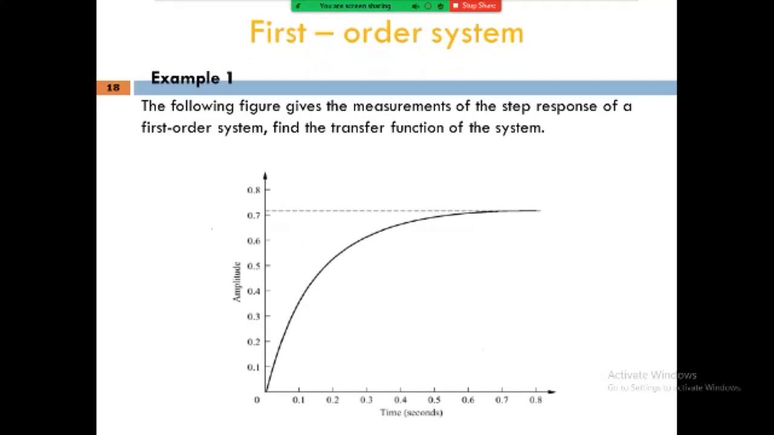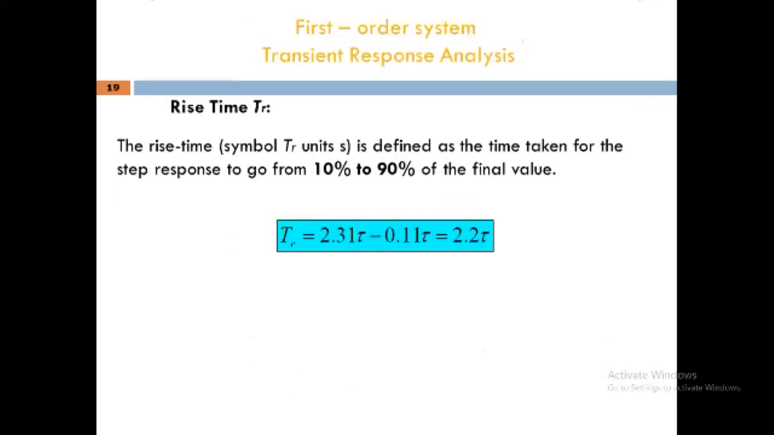This is an example. The following figure gives a measurement of the step response of the first order system, and hence we have to find the transfer function of the system. So the rise time, that is symbol TR, is defined as the time taken for the step response to go from 10% to 90% of its final value. So TR is equal to 2.31 tau minus 0.11 tau is equal to 2.2 tau.